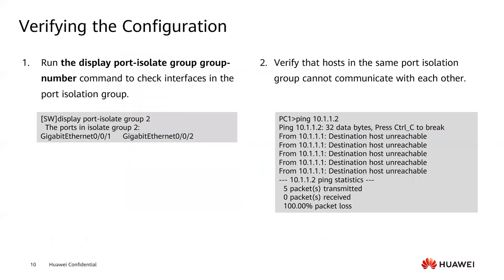So how to verify it? Just use this command, display port-isolate group 2. You will find that these two interfaces are in the same isolate group. And then if you execute a ping command on PC1, and this address is PC2, you will find the result is destination host unreachable. So you will find that they can't connect with each other.